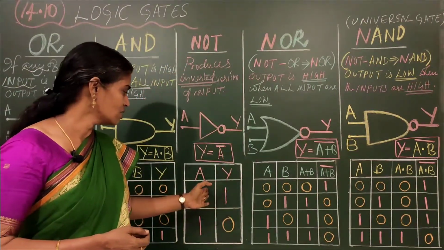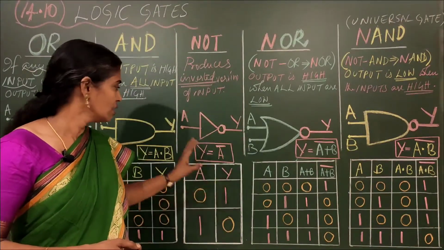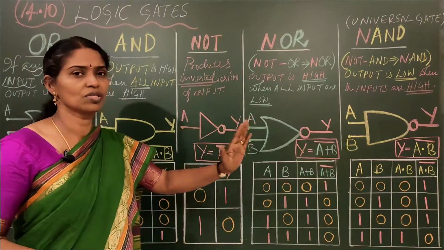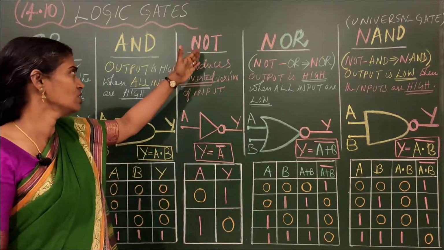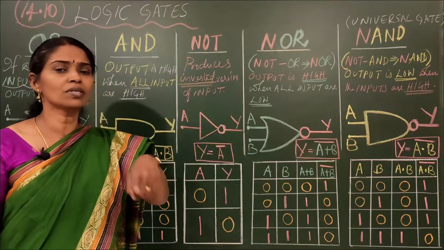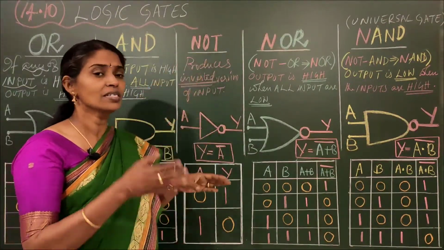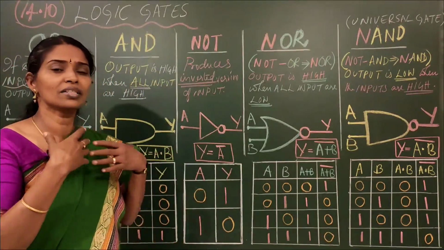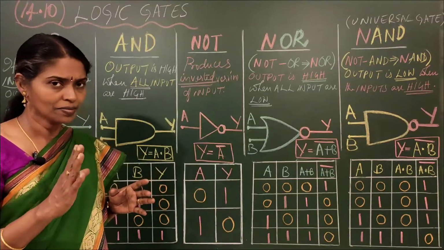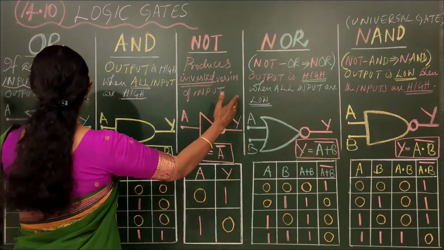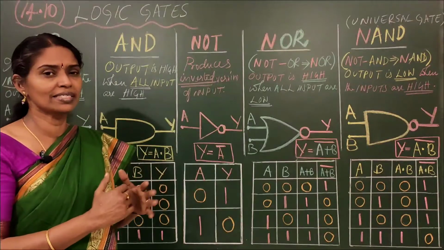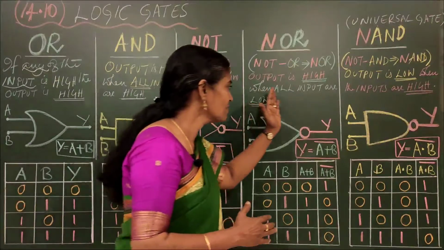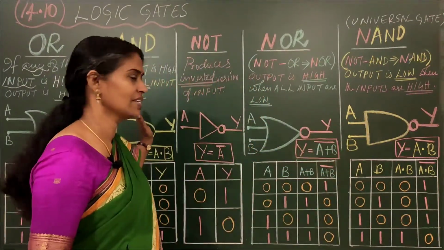You give 1, you get 0, and you give 0, you get 1. Entering 0, coming out 1. Entering 1, coming out 0. That's the only logic gate which has a single input, single output, so this is known as a single input gate. All the others have more than one input. Clear? Okay. So these three are known as fundamental gates or basic gates. The rest are derived from the basic gates.